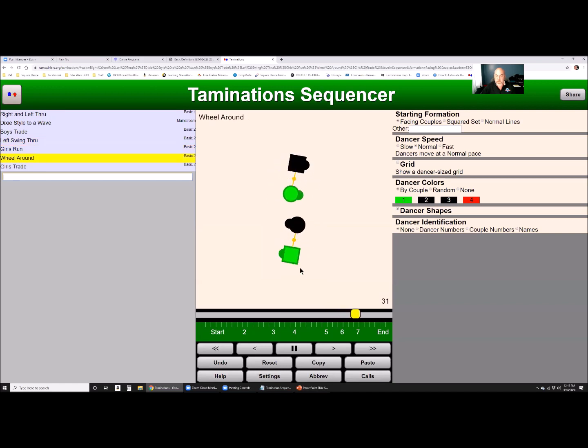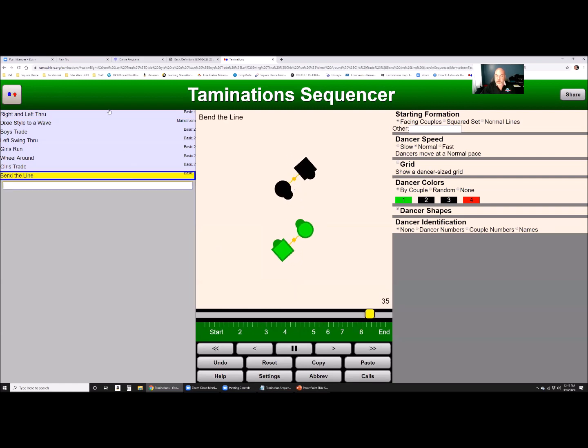Girls continue forward, wheel around. I trade the girls just for flow. And at this point, you may notice that if I did a bend the line, I'm also exactly where I started this whole thing. This is a 0. So again, we're moving this back over for everybody else in the cheap seats way in the back, right and left through, Dixie style.